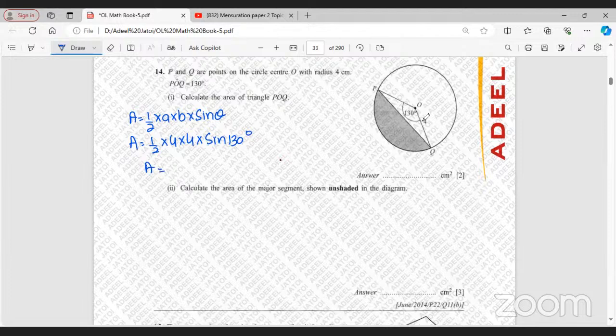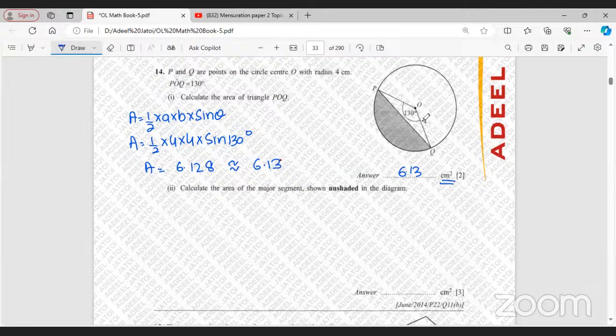So the area is 6.128. You can leave your answer like this, or change it to three significant figures, which would be 6.13. So 6.13 centimeter square will be your answer for part 1.